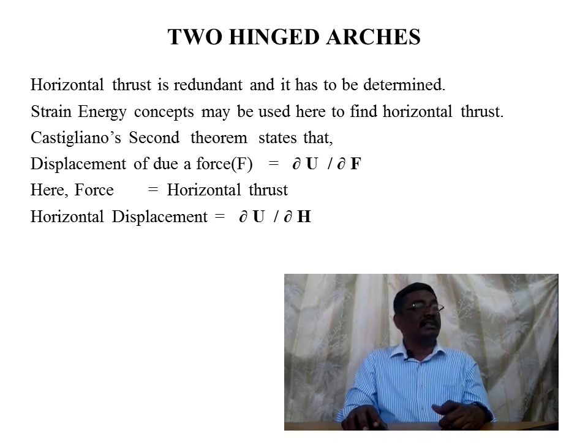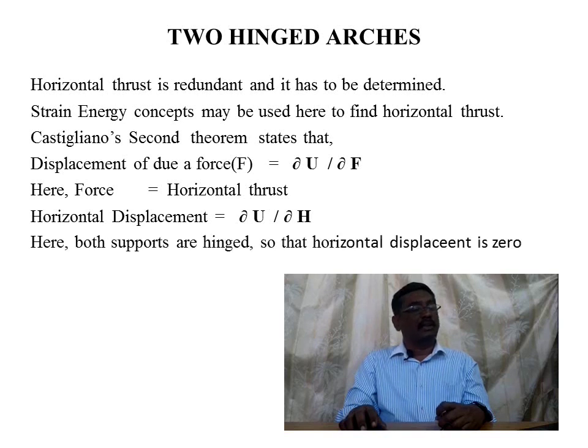So the horizontal displacement may be given as dou U by dou H, where U is the strain energy and H is the horizontal force. The partial derivative of strain energy with respect to the horizontal force is the horizontal displacement. At the same time, the supports are hinged, so the horizontal displacement of the support is 0. So naturally, dou U by dou H will become 0.